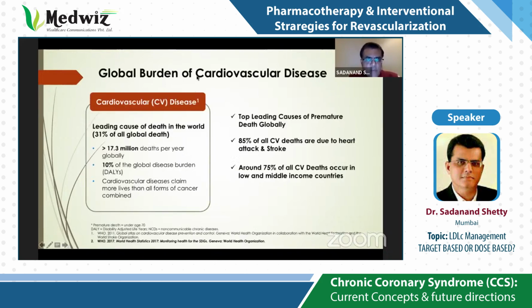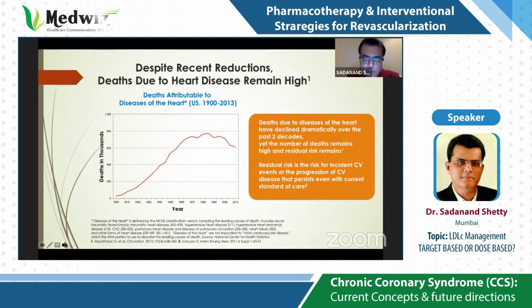The first thing is that we must remember the global burden of cardiovascular disease. Nearly 31% of global deaths are due to cardiovascular disease. About 85% of all CV deaths are due to heart attack and stroke. And nearly 75% of all CV deaths occur in low and middle income countries. So particularly for our part of the world, it's very, very relevant.